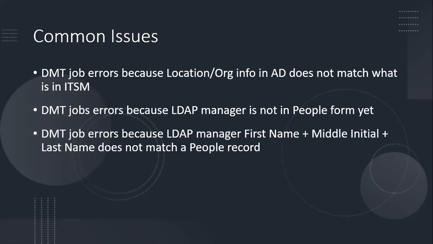So, common issues of the DMT jobs: they error because the location or organization information fed from AD isn't in your Remedy system, so that'll throw an error. The job errors because the LDAP manager of a user account is not in the People form, for whatever reason. Or what tends to happen is the naming's not right. By default, it wants to combine the middle initial if they have one, and sometimes LDAP and AD, from what I've seen, rarely match up in that regard. So once you start throwing that middle initial in, things seem to break.